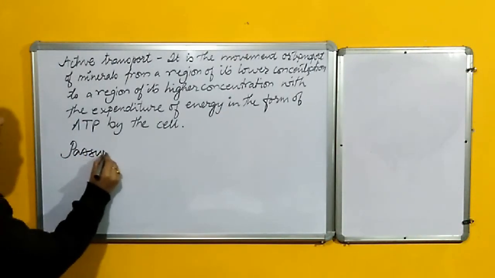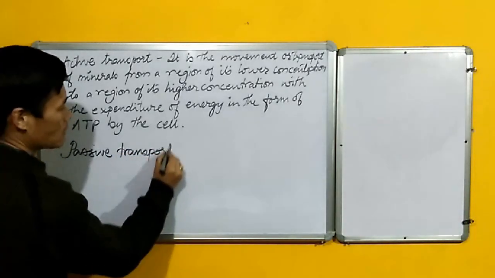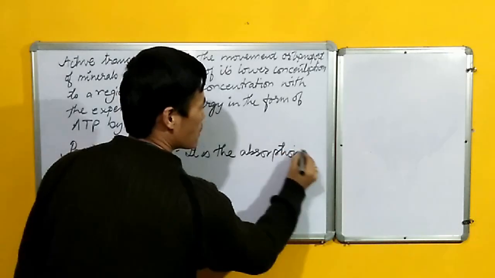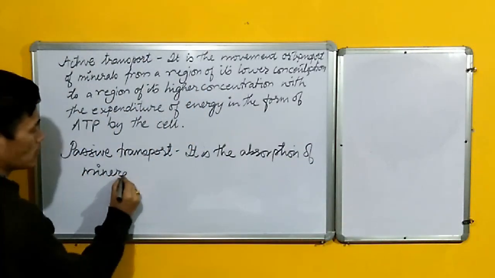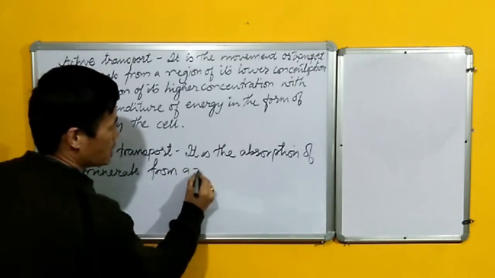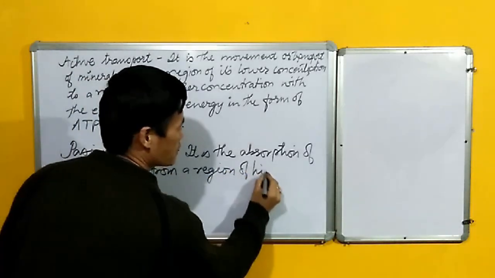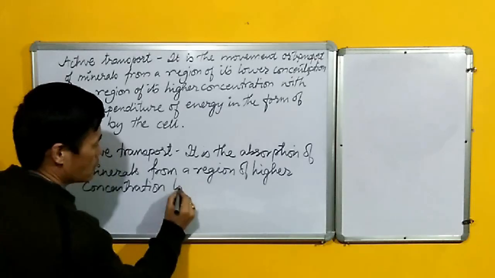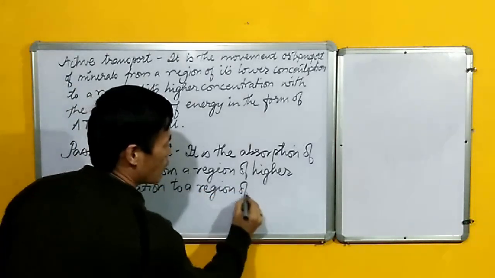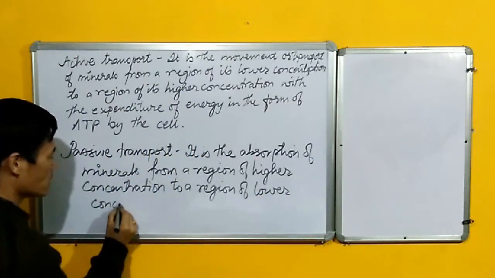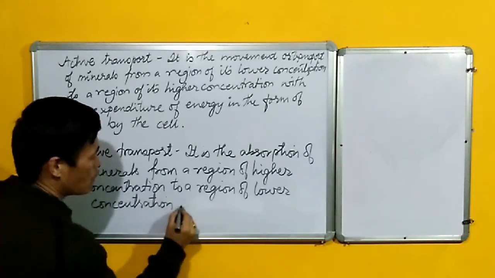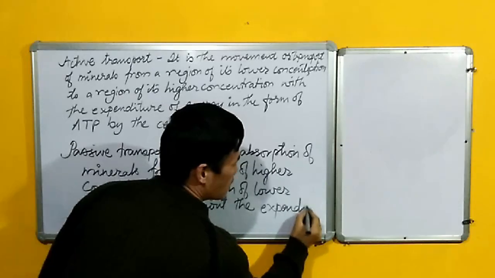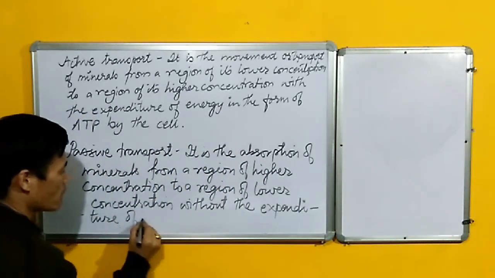Passive transport. It is the absorption of minerals from a region of higher concentration to a region of lower concentration without the expenditure of energy.